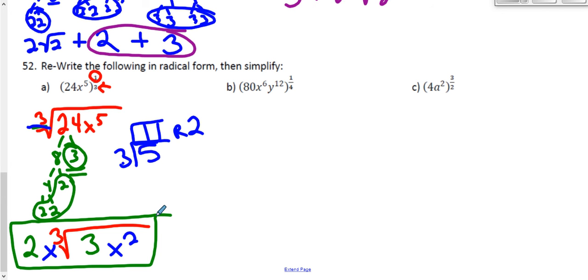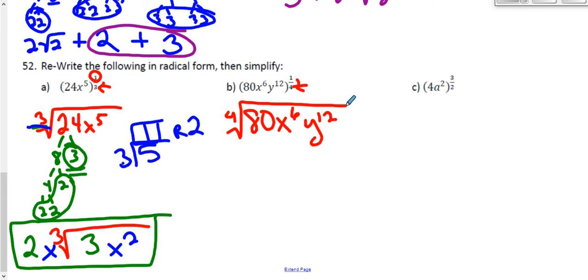Let's go ahead and try it out for question B. Again, I have the 1/4 power, so that's the first power. So 80 x to the 6th, y to the 12th to the first power won't change. And the 4 tells me the root, so that's the index of my radical there. I'm going to break my 80 up into pieces using factoring. So that's 8 times 10.